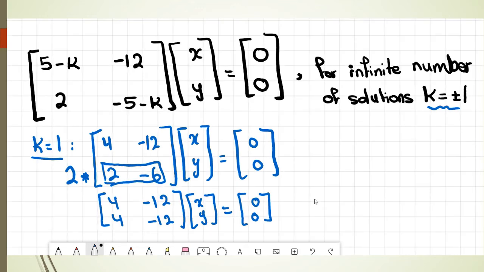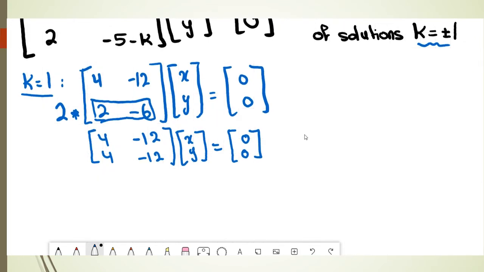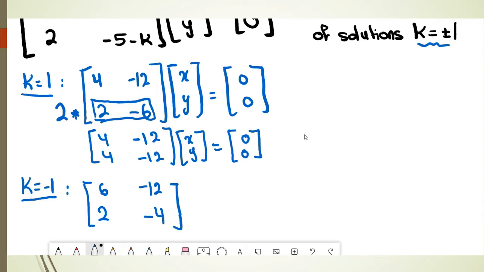Let's see when k equals minus 1. Five minus minus 1 is 6, then minus 12, 2, minus 5 minus minus 1 is minus 4, and then we write xy equal 0, 0.